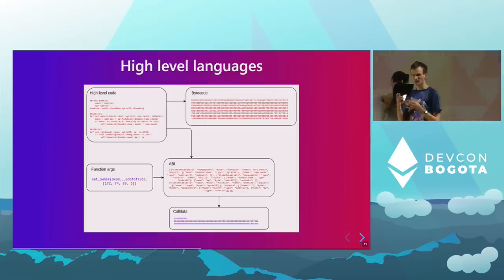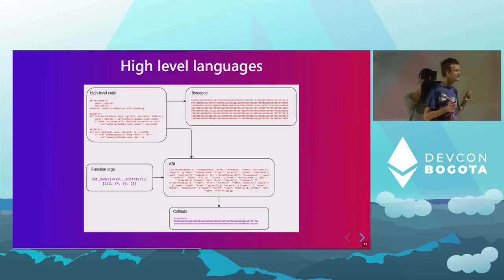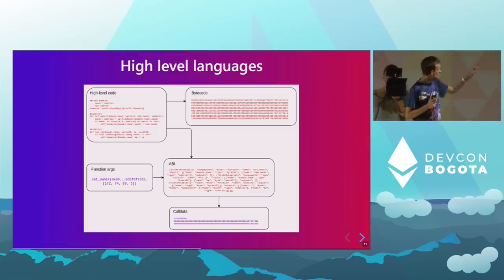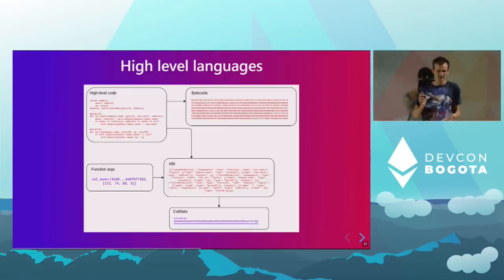So there's this kind of logic that happens that basically converts this high-level human-readable stuff that people want to do, both the human-readable code of the contract and human-readable instructions like, I want to send Bob 25 ETH because I really like him.